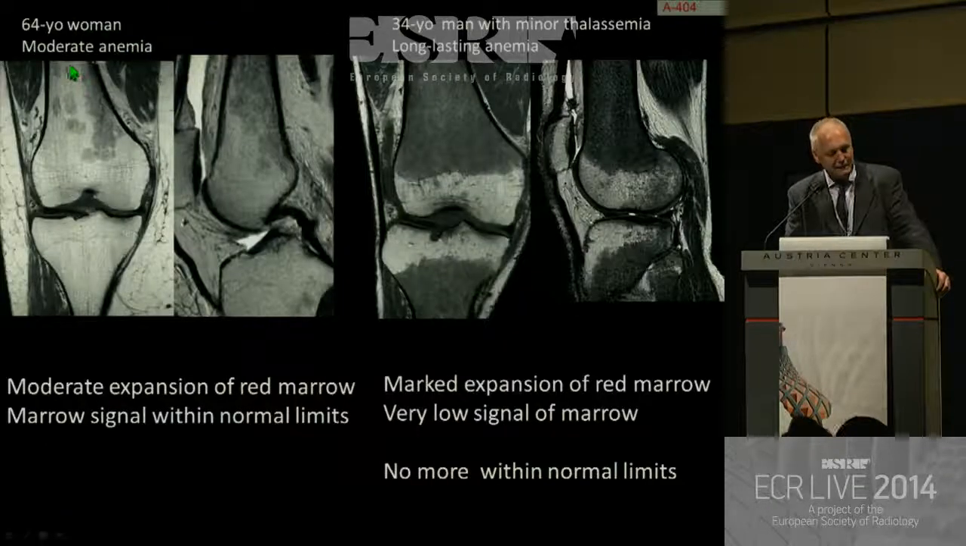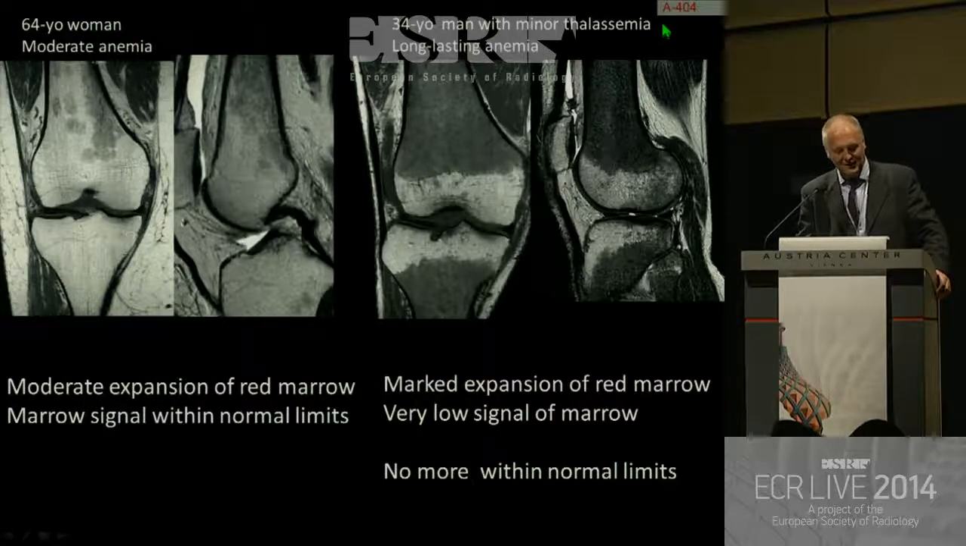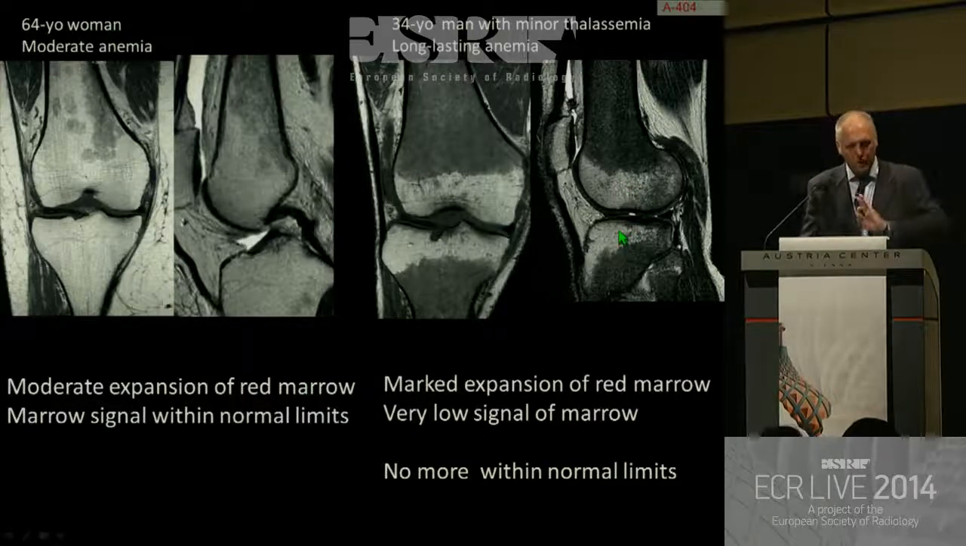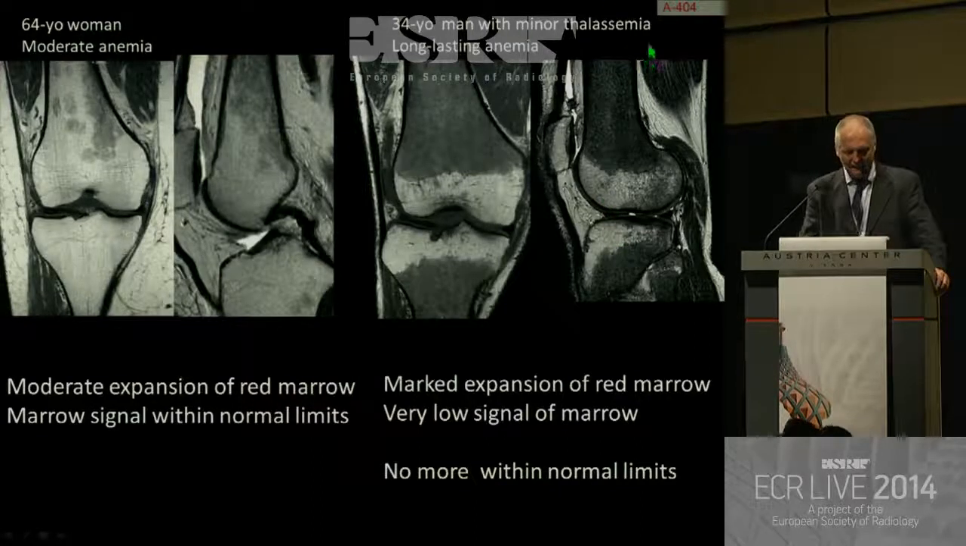Now, if we go back to the patient with moderate anemia, like this woman, low on T1, low on T2, she has moderate anemia. That patient has some form of thalassemia. It's a young guy. He's got a long-lasting anemia. Then there is expansion within the epiphysis. You should not see that in normal patient. If you get abnormal marrow in the epiphysis, this is no more a normal variant. There is a problem, and that patient had thalassemia.